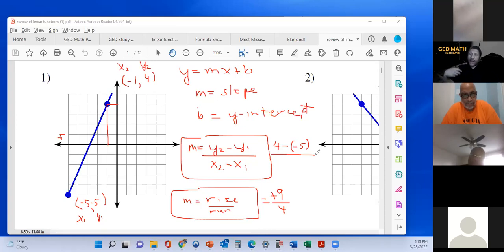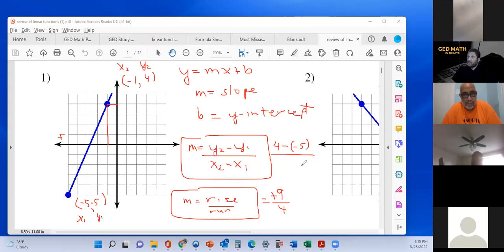Look closely, this is why I labeled them. The first point, x1 and y1. The second point, x2 and y2. Now, when you know it, you don't have to label it. But right now, just do it that way. Label them until you know it.